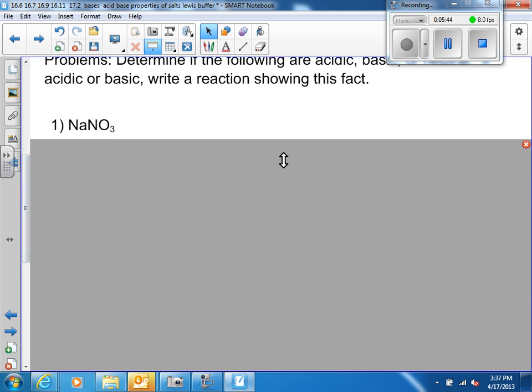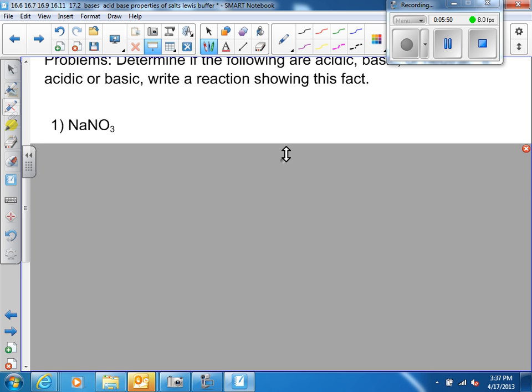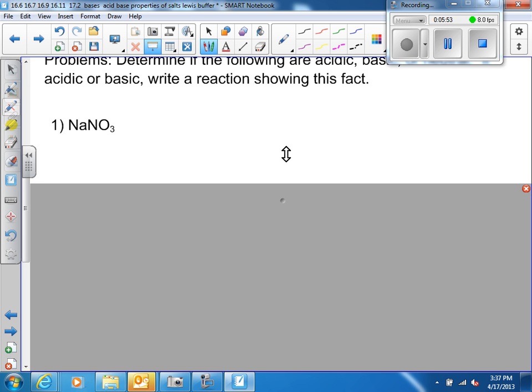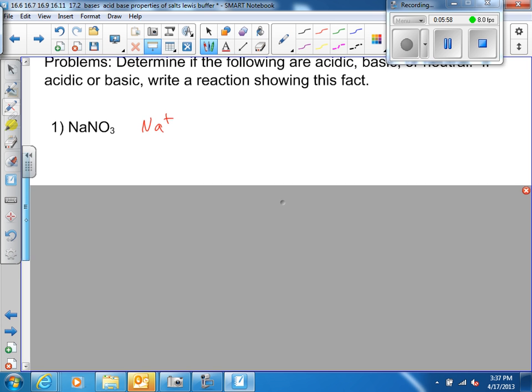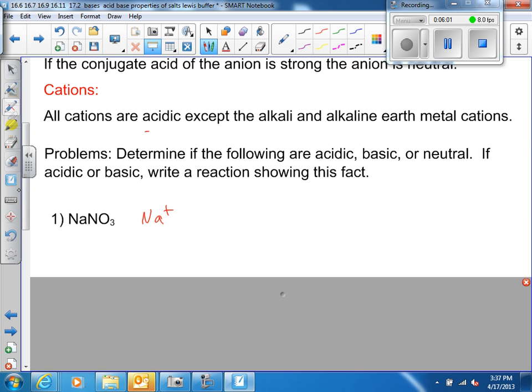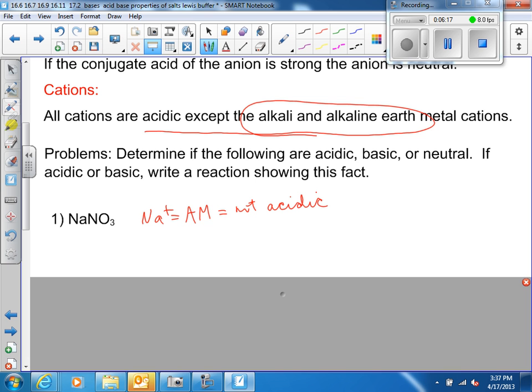Okay, sodium nitrate. We need to figure out if this is acidic, basic, or neutral. Well, we have to first check the anion and the cation. Na+ is the cation. Let's look at our cation rules. They're all acidic except alkali and alkaline earth metals. This is an alkali metal, so it's not acidic. And cations are never basic, so it's neutral. So the Na+ is not going to do anything.